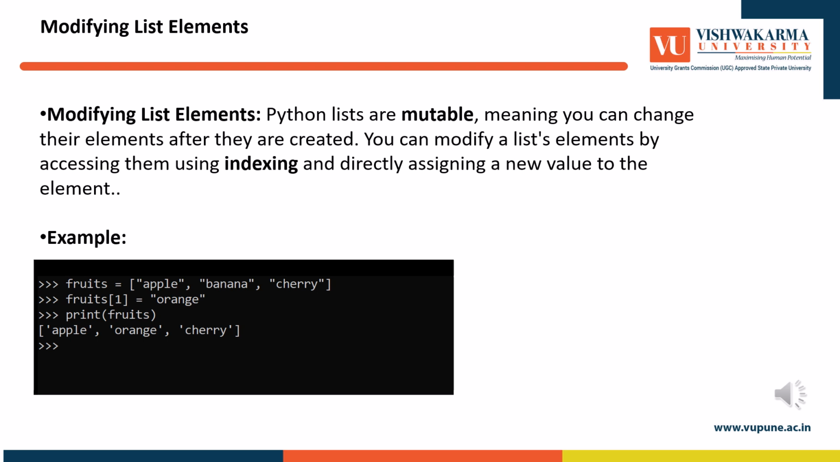Modifying list elements. Lists are mutable, meaning you can change the elements after they are created. You can modify list elements by accessing them using indexing and directly assigning a new value to the element. For example, here is a screenshot below. You can check it.